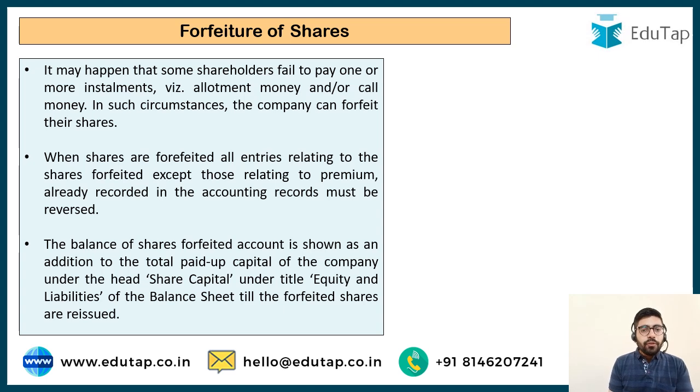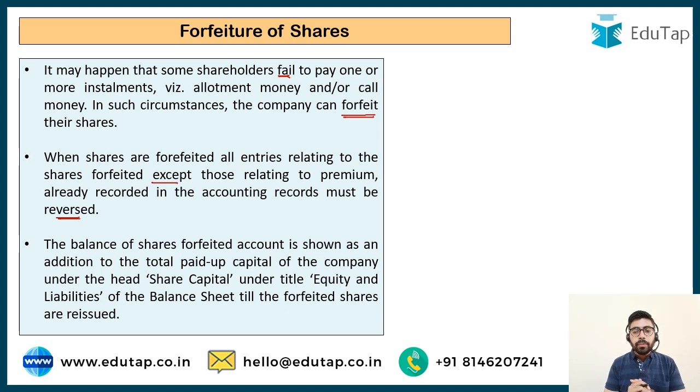So the concept of forfeiture of shares says that sometimes shareholders fail to pay one or more installments. They may fail to pay the allotment money or the call money, and in these circumstances the company can forfeit the shares. Whenever shares are forfeited, all the entries relating to the shares forfeited, except those relating to securities premium already recorded in the accounting records, must be reversed. So all the amounts that have been received from Sahil, the entry is to be reversed except securities premium.